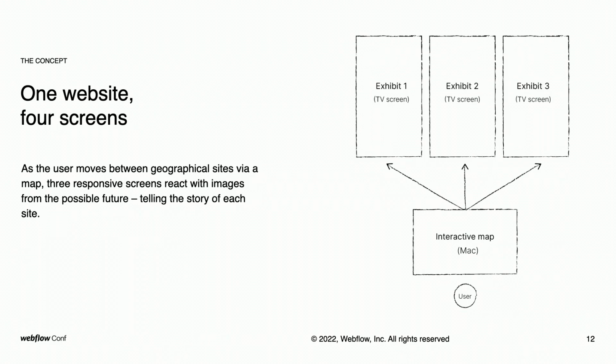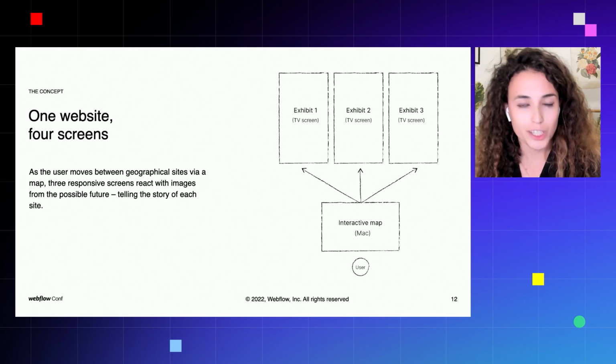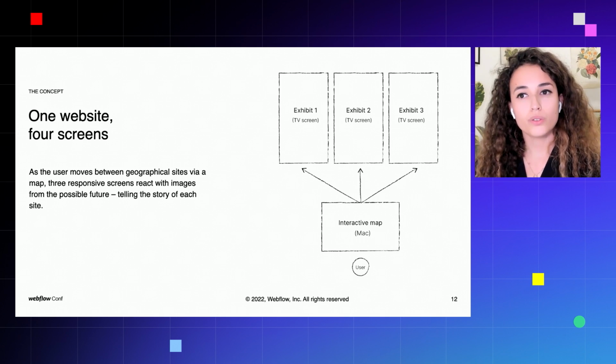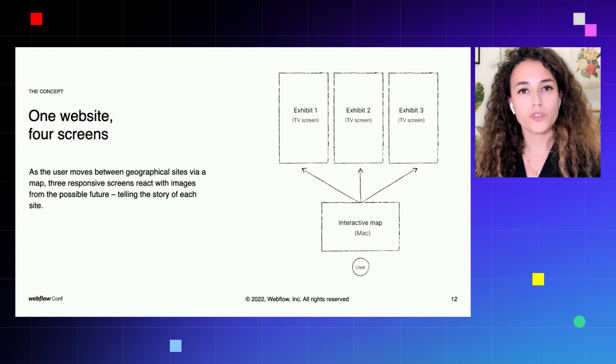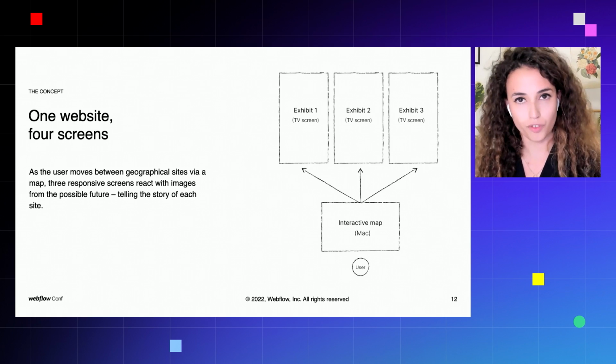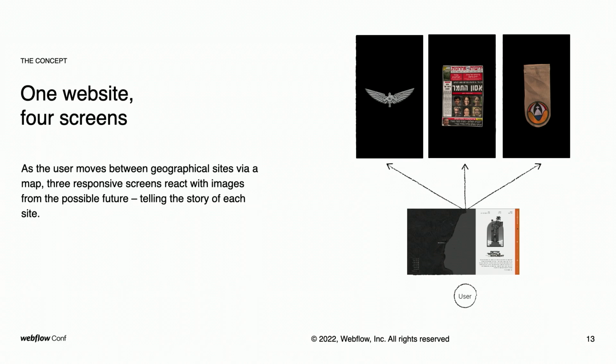My brief was to create 4 screens on one website. I know this might sound weird or complicated. I wanted to create an experience in which the user moves between geographical imaginary sites through a map, and 3 responsive screens that are connected to it will react with images or exhibits from the future. It could be graphic objects, documents, graphic signs, anything that will tell the story as if it was archaeology from the future.